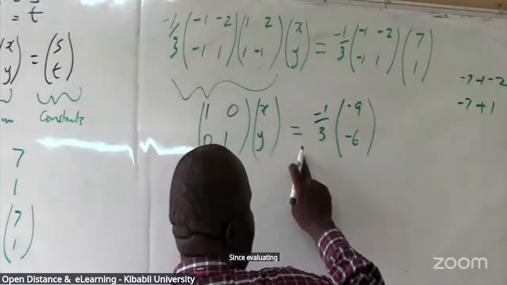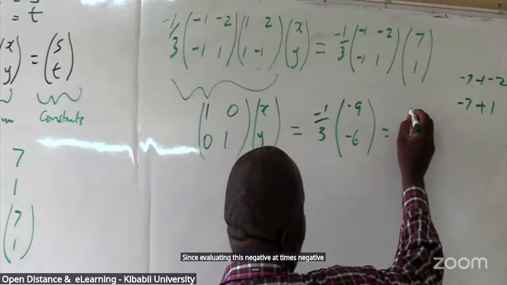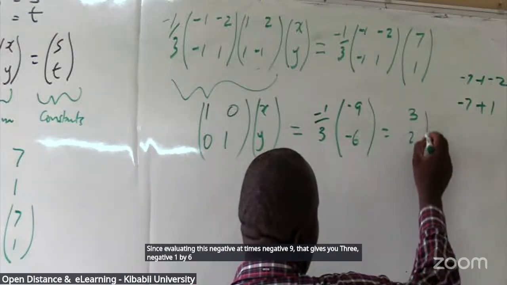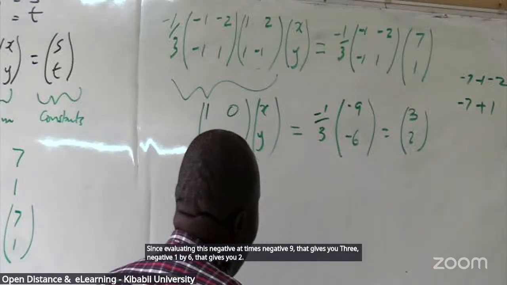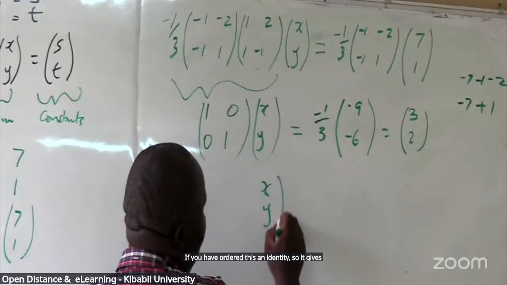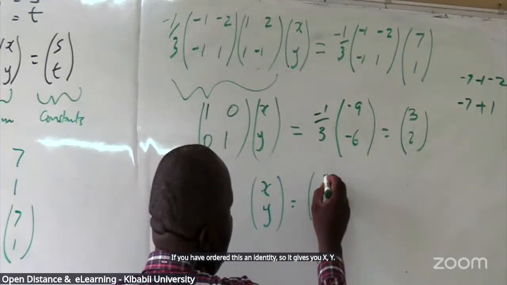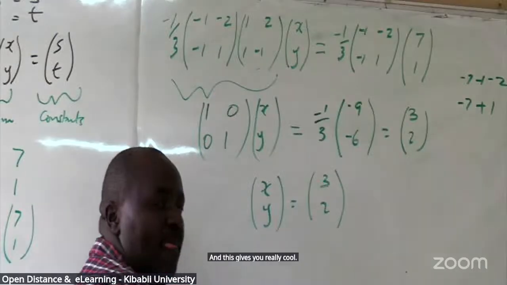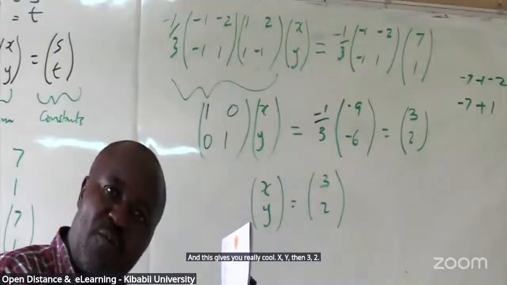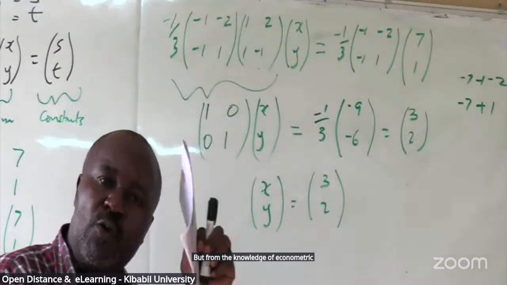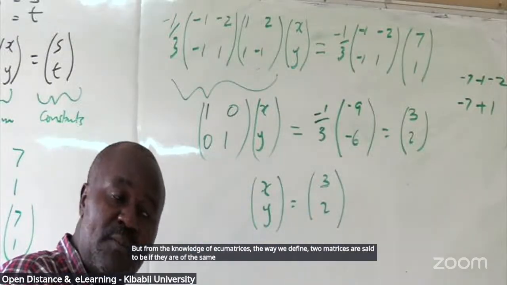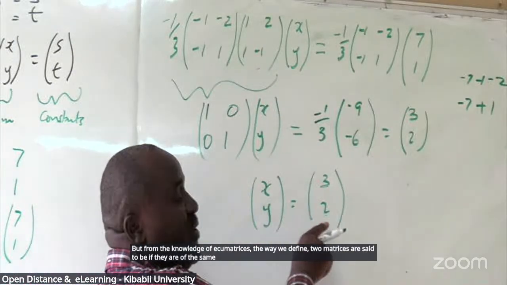Evaluating this, negative a third times negative 9 gives you 3. Negative a third by -6 gives you 2. If you evaluate this, it is an identity, so it gives you x, y, and this gives you 3, 2. But from the knowledge of equal matrices, two matrices are said to be equal if they are of the same order. This is 2 by 1, this is 2 by 1.